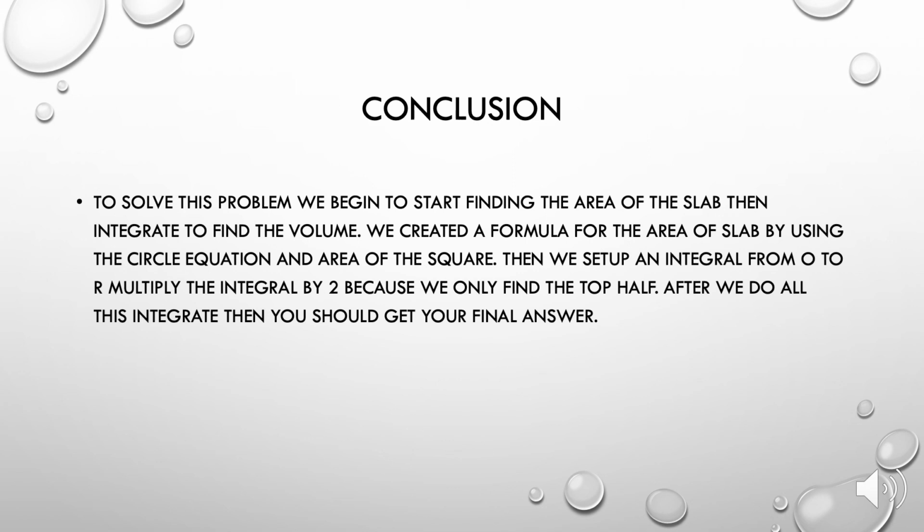Conclusion. To solve this problem, we began by finding the area of the slab, then integrated to find the volume. We created a formula for the area by using the circle equation and the area of a square. Then we set up an integral from 0 to r, multiplying the integral by 2 because we only found the top half with our initial equation. After we do all of this, we integrate, and then we find our final answer: 16r to the power of 3 over 3 units to the third.